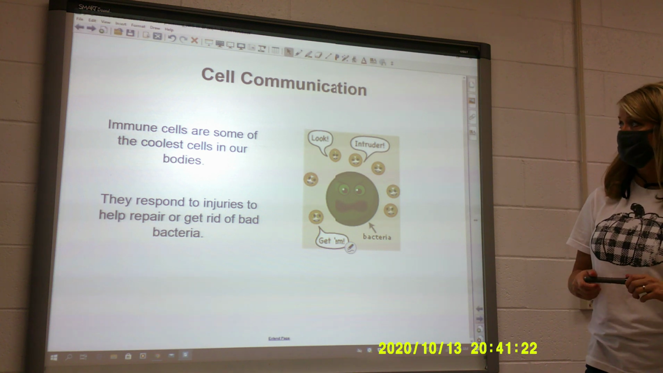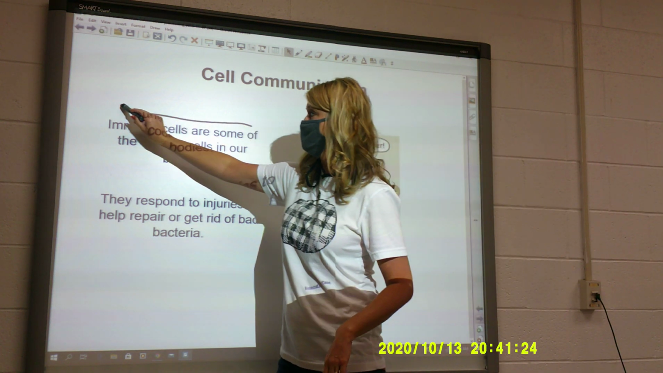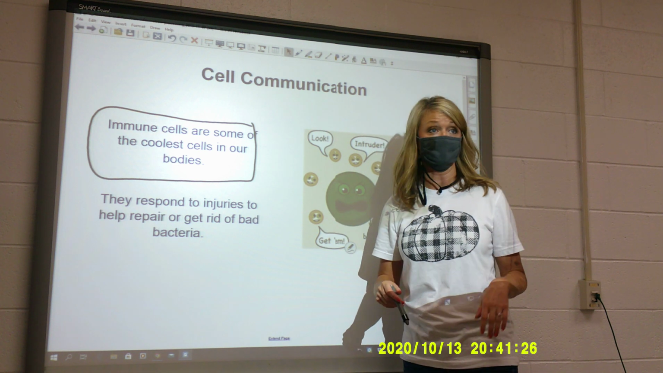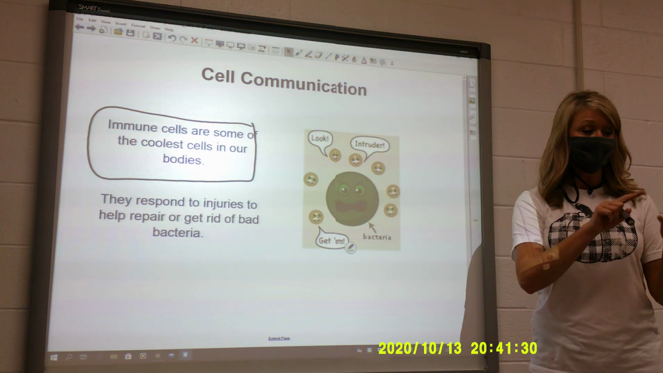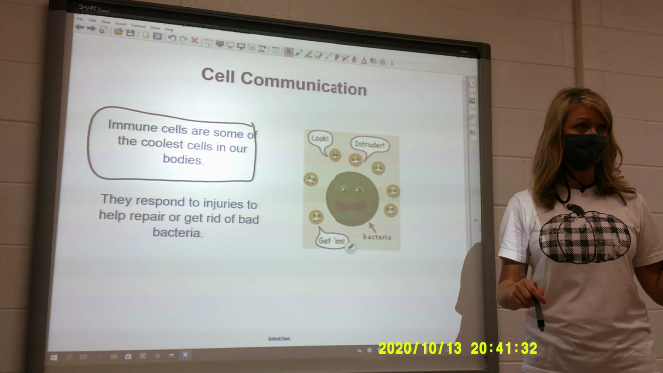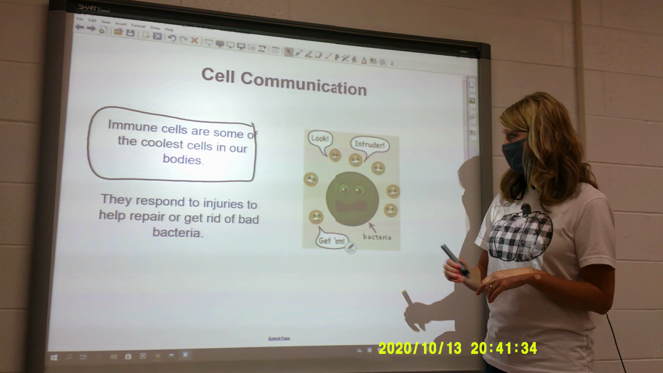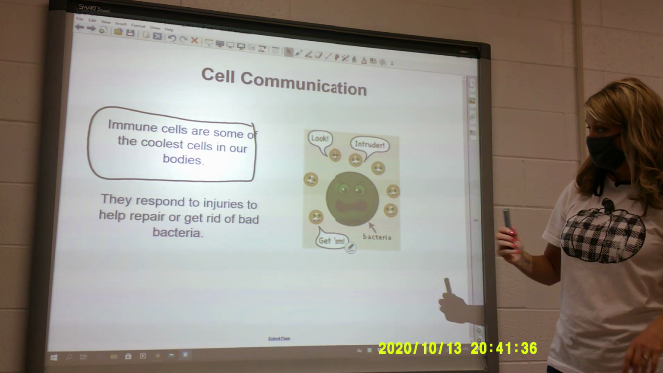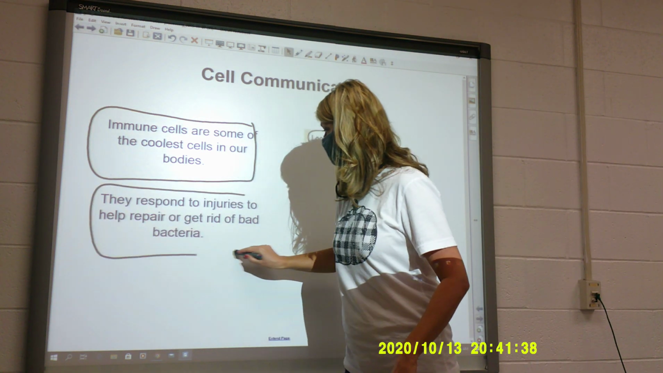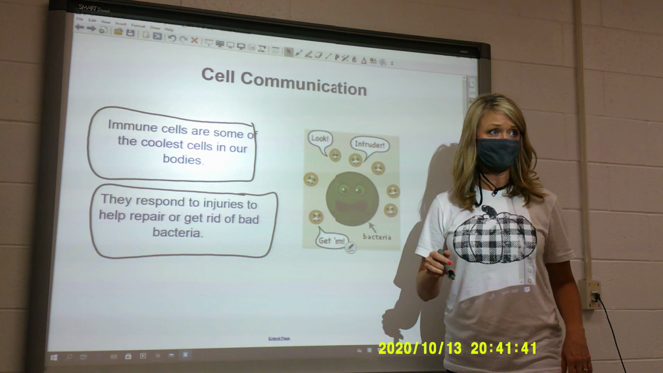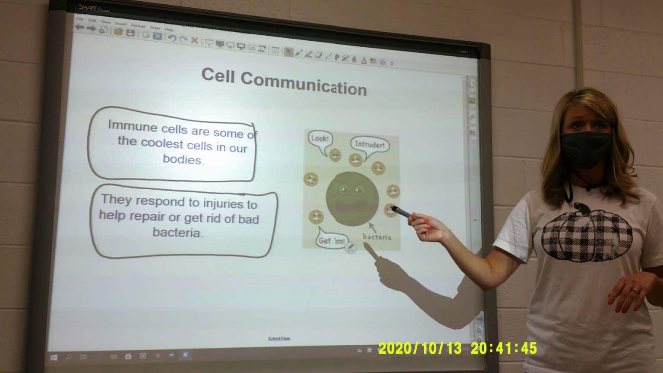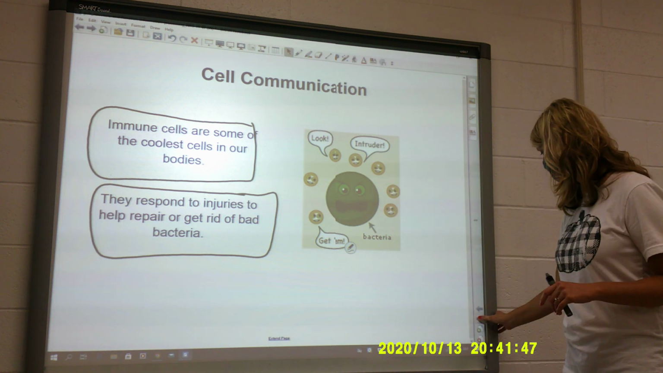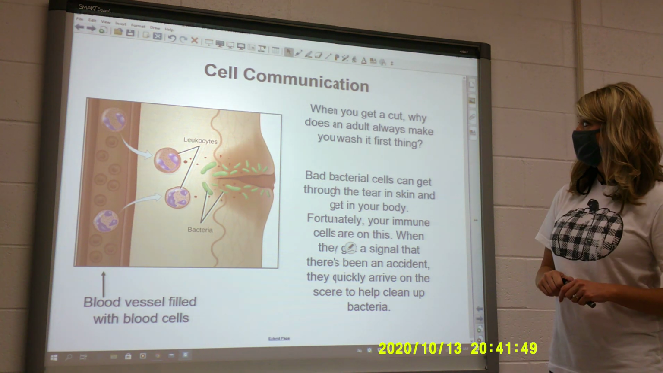Cell communication. Immune cells. These are the cells that, when you're sick, kick in to try to kill whatever that virus or that bacteria is that's entered your body. They respond to injury and help repair and get rid of bad bacteria. Remember, not all bacteria is bad. Your body actually needs certain types of bacteria, but your immune system kills the bad kind.